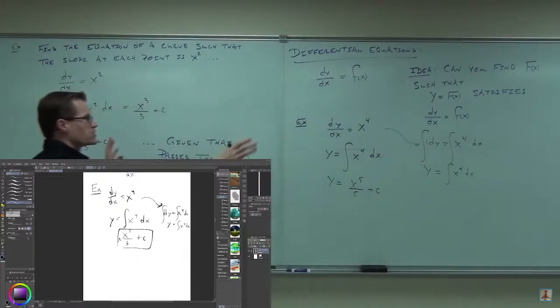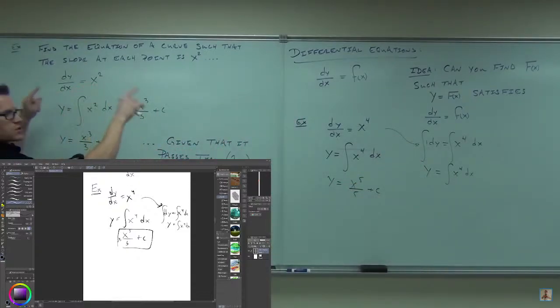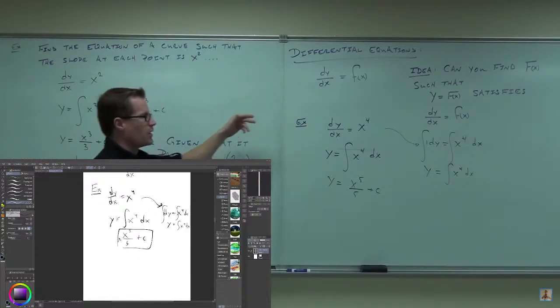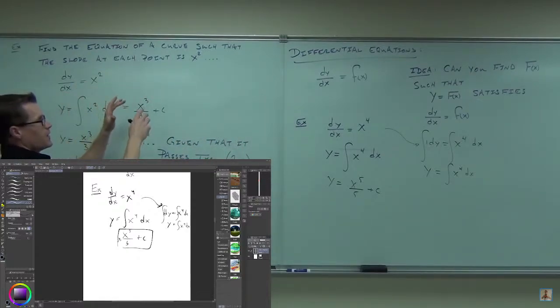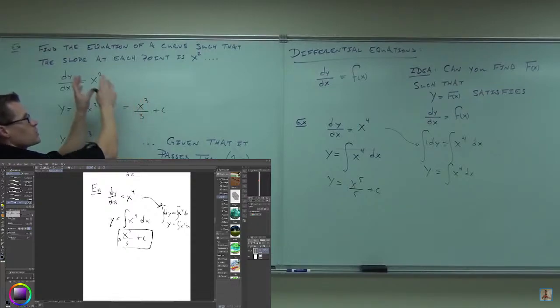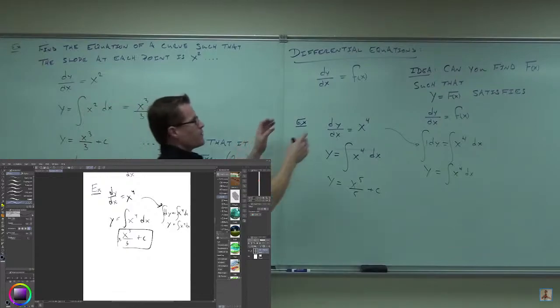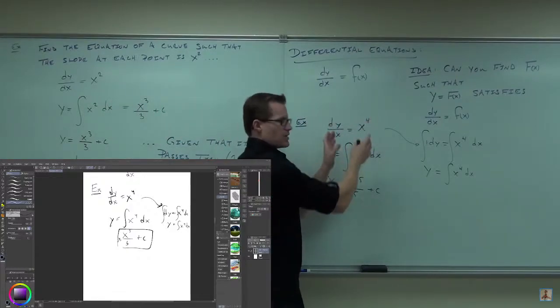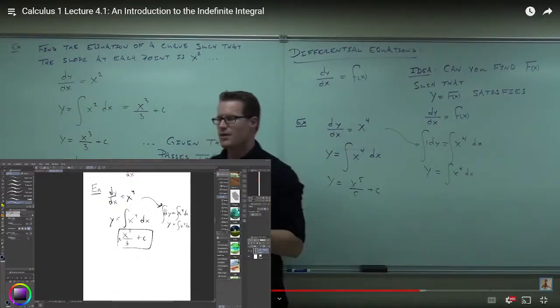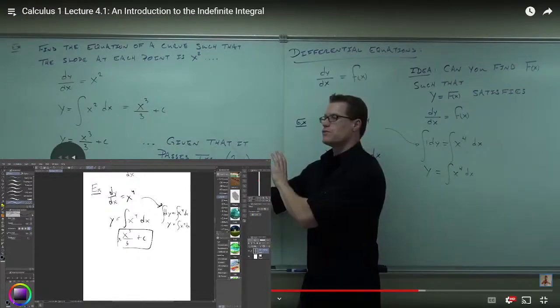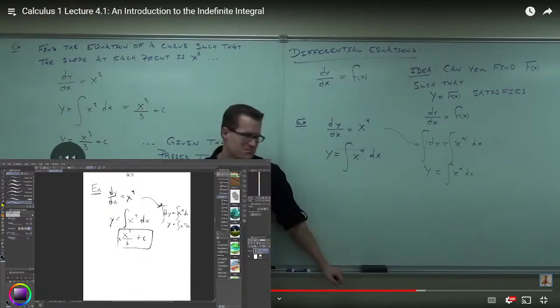So both questions are the same. Give me the slope, give me the derivative. If the slope is this, find me a function so that the slope is what I've given you. Find me a function so that the derivative is what I've given you. It's the same exact question. Then I can add pieces. Find me, if it's right here, the solution. All right.